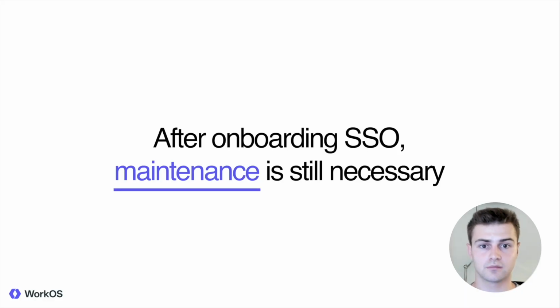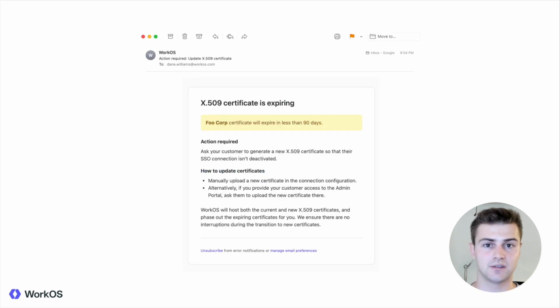So as we just went over, the admin portal does a fantastic job of onboarding your customers to enterprise features like single sign-on. However, a lot of times there's more to the story. There is maintenance that has to be done long after the onboarding has been completed. So you probably have seen a notification in your email inbox or maybe the Slack channel you have with WorkOS saying that one of your organizations has a SAML X509 certificate approaching expiration.